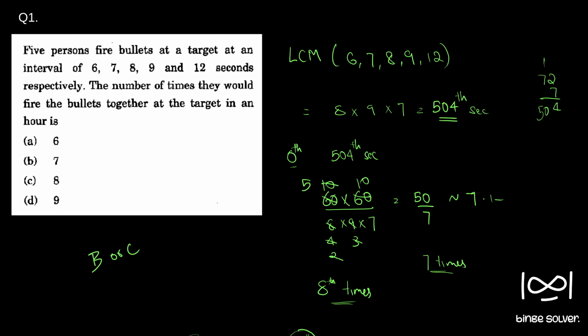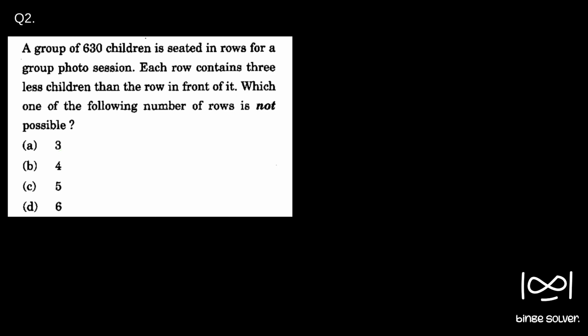Question 2. A group of 630 children is seated in rows for a group photo session. Each row contains 3 less children than the row in front of it. Which one of the following number of rows is not possible? I'll do this in 2 methods. First, finding the answer from the options, and then the general method to solve it.